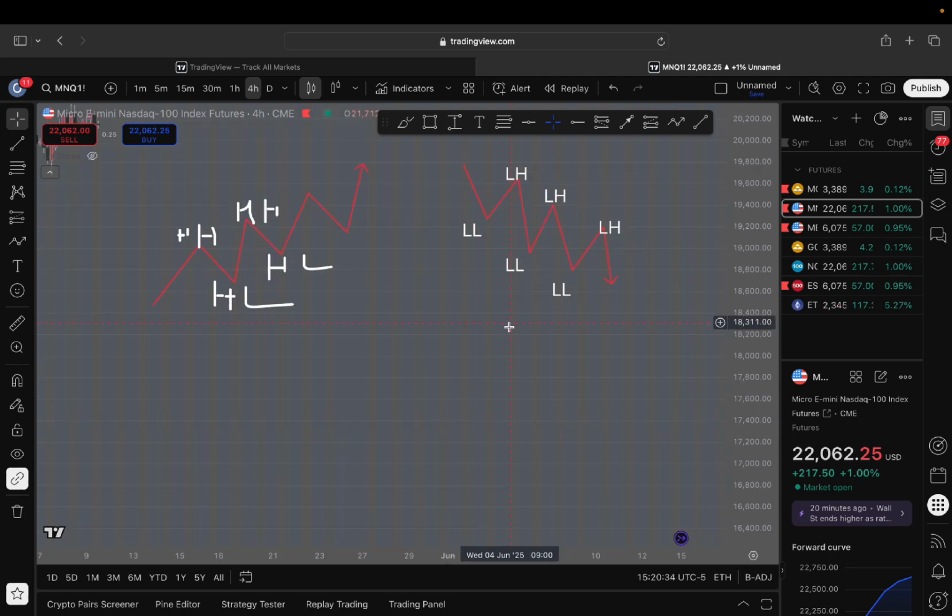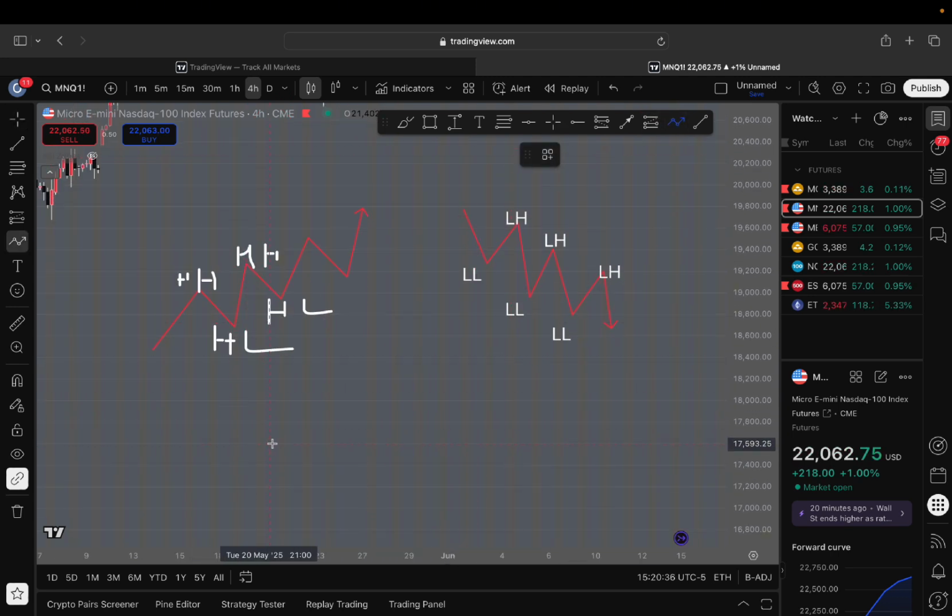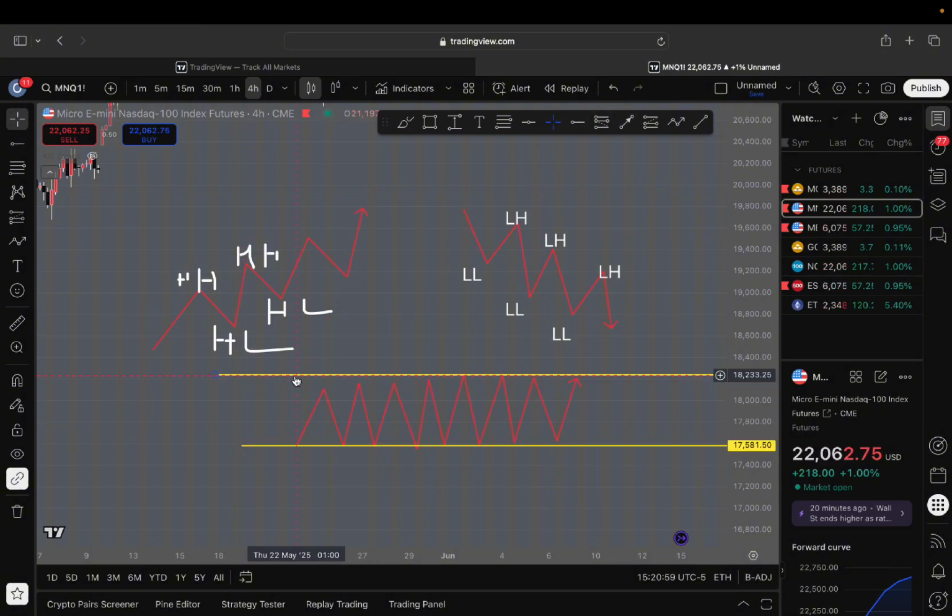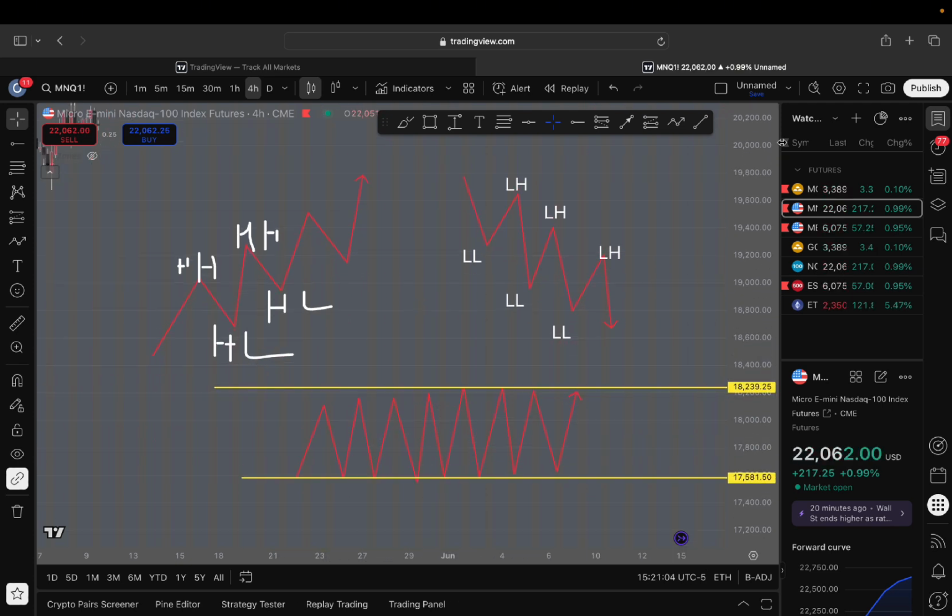Now we have the consolidation trend. The consolidation trend is basically when the market is going nowhere. It's just bouncing off. This is the consolidation trend. Price is just moving side to side, going absolutely nowhere. Yes, you can make money off of this, but honestly, if you have a consolidation trend on your pair, I recommend not trading that pair, because price is just going to go up and down.